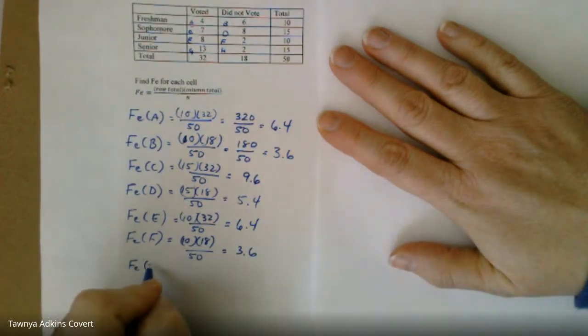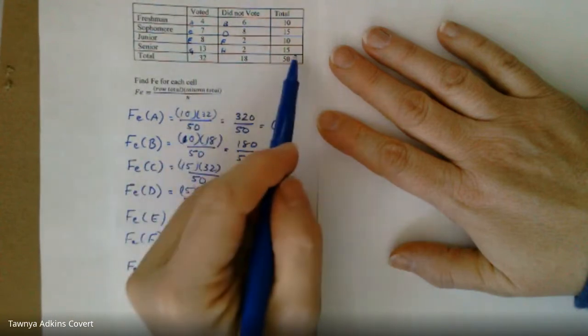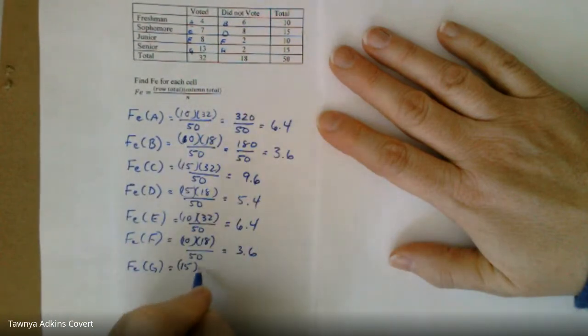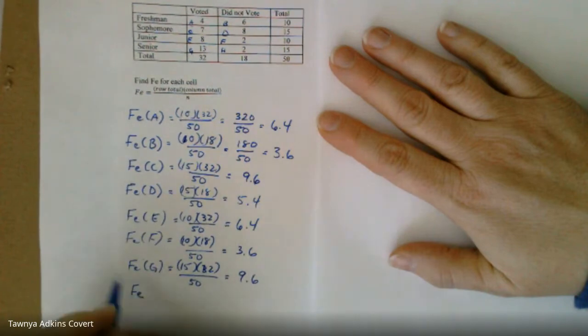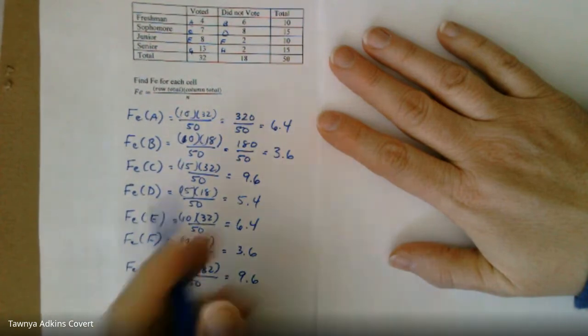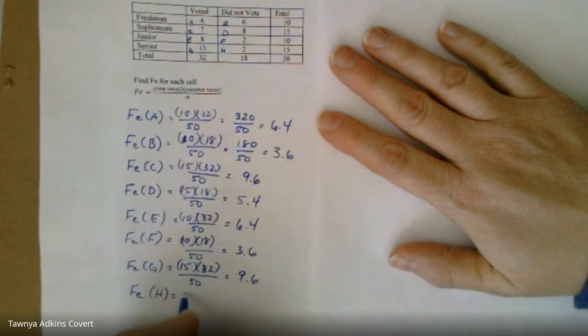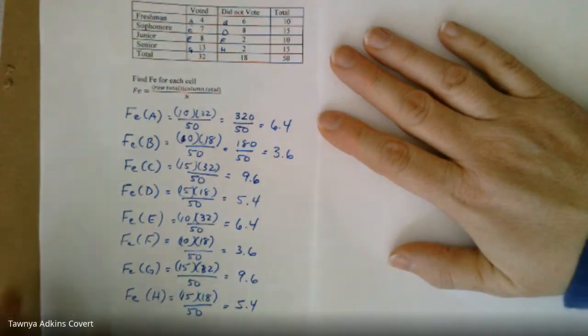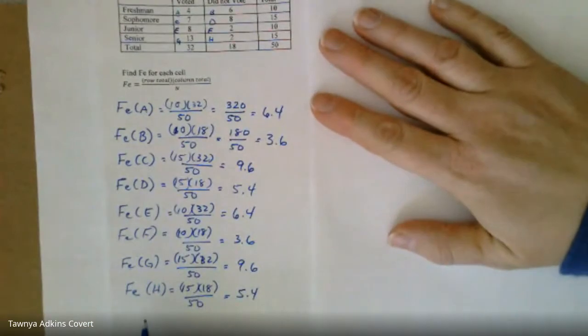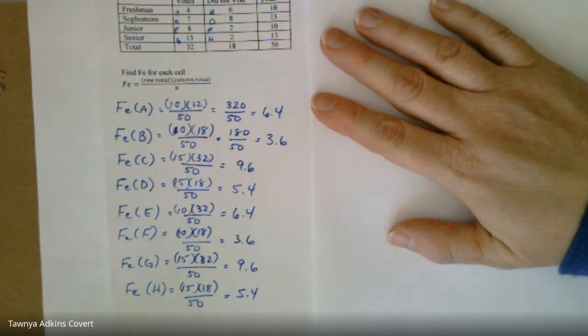For G, we have our row total is 15. Our column total is 32. Divided by 50 is equal to 9.6. And for FE H, our row total is 15. Our column total is 18. Divided by 50 is equal to 5.4. Okay, so that is the calculation of FE. Those are our expected frequencies if there was no association between these two variables.